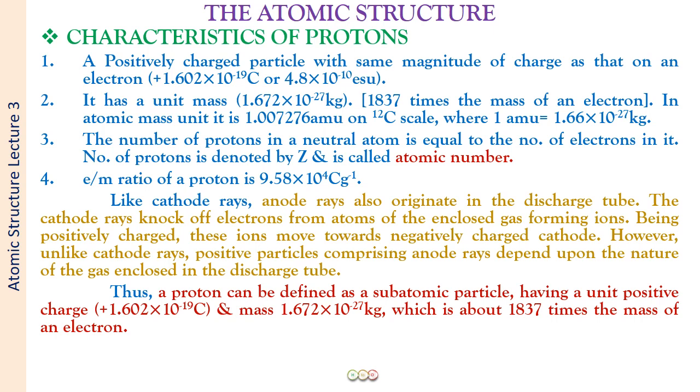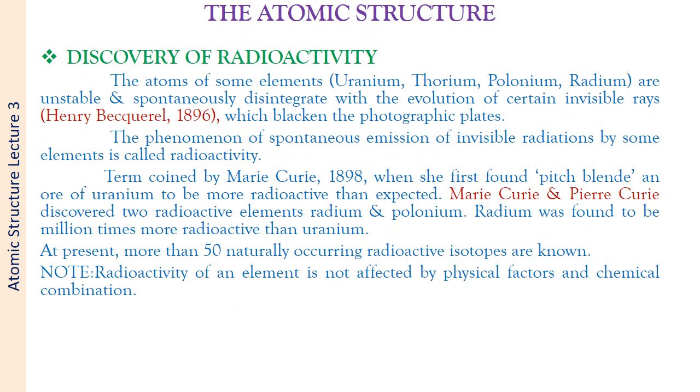And now we can define the proton to be a subatomic particle having unit positive charge and unit mass, which we've already discussed. This is about 1837 times the mass of an electron. So now we have finished with the discovery of two fundamental particles, the electron and the proton, and we are left with the discovery of one more important fundamental particle, and that is the neutron. But before moving to the discovery of neutron, let us discuss one more topic, that is the discovery of radioactivity.